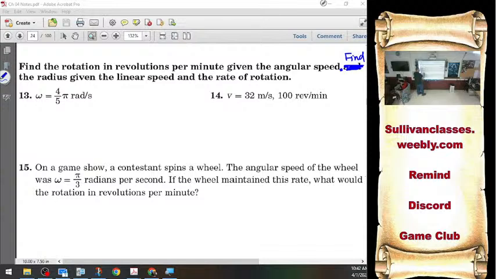So I start with my linear speed, which was 32 meters to 1 second. My angular speed was 100 revolutions to 1 minute. I will not be able to compare these if they're in different units of time. Something happening per second versus something happening per minute, those are very different.